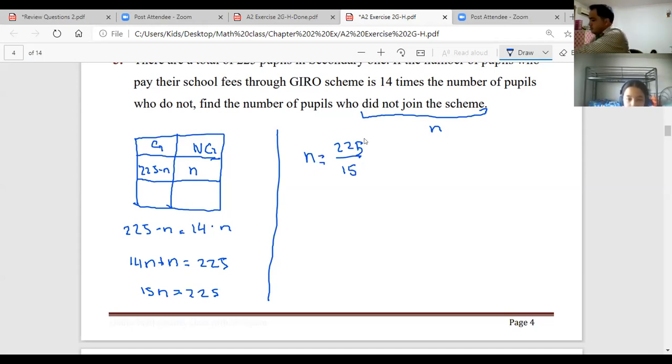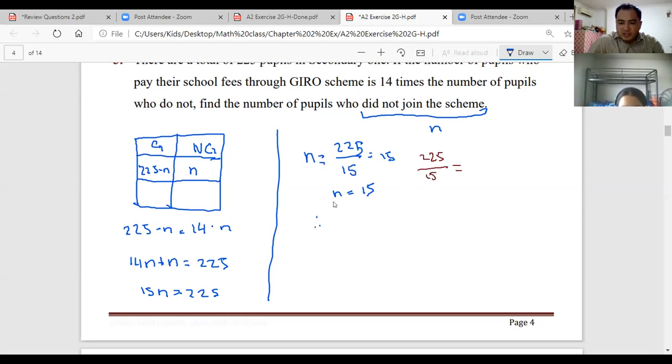Two big numbers, Shahina. As you saw in the first chapter, if you remember, prime factorization, right? Immediately, for 225 and 15, we can simplify like this. We know that the last digit is 5, so it's divisible by 5. If you divide 225 by 5, it is 45, so it is 45 times 5. Here we have 3 times 5, which cancel each other. 45 divided by 3 is 15. Oh okay, also in this way you can simplify this. So the answer is 15 pupils did not join the team.